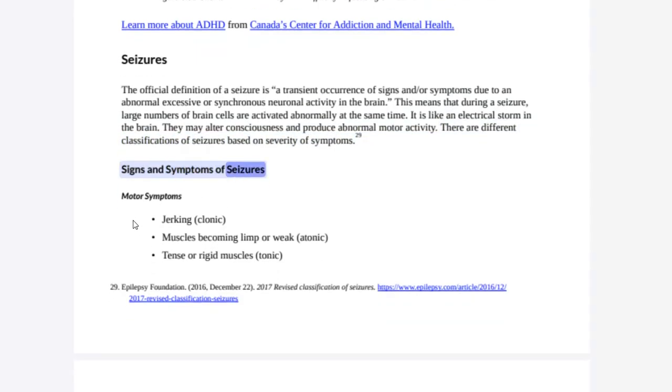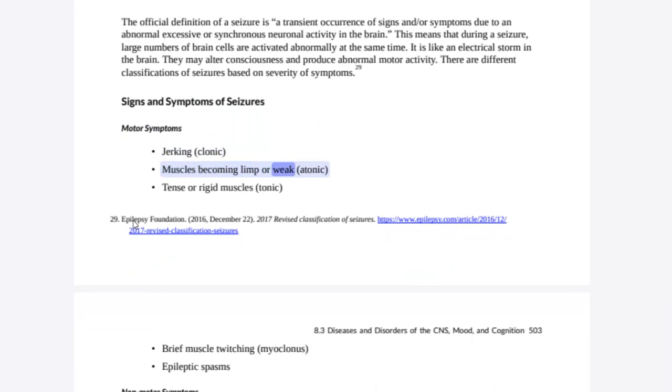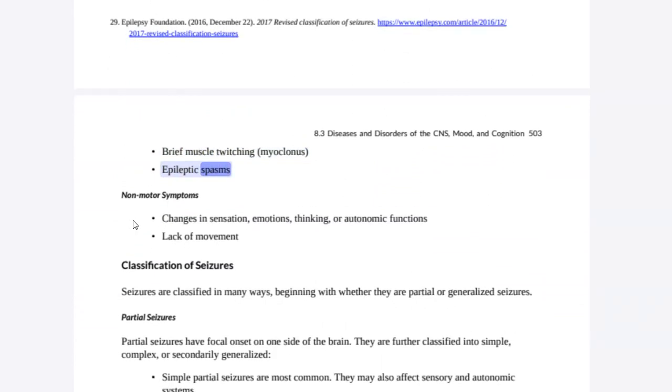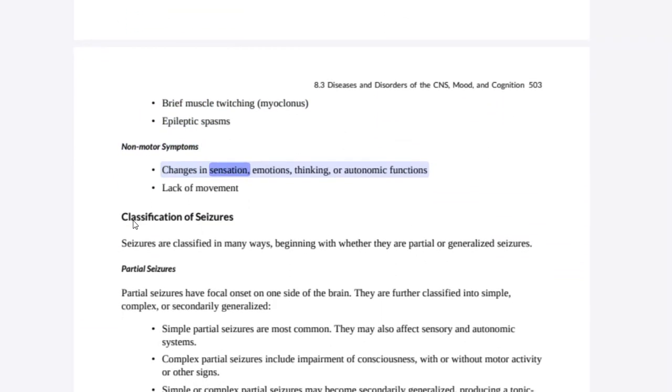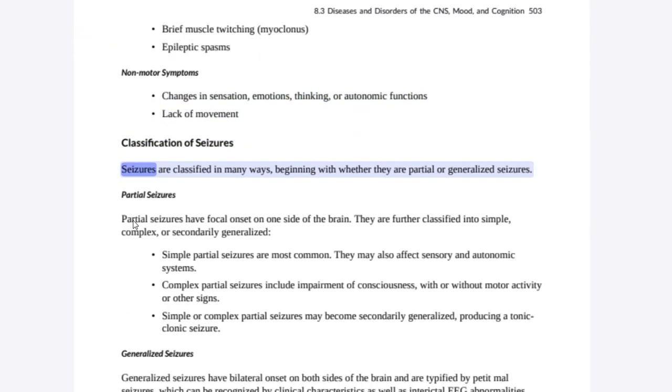Signs and symptoms of seizures. Motor symptoms: jerking, muscles becoming limp or weak, tense or rigid muscles, brief muscle twitching, epileptic spasms. Non-motor symptoms: changes in sensation, emotions, thinking, or autonomic functions. Lack of movement. Classification of seizures. Seizures are classified in many ways, beginning with whether they're partial or generalized seizures.